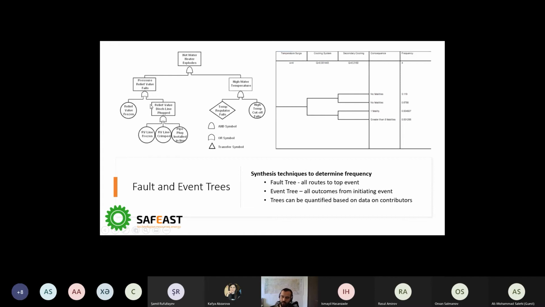But as you see here, for relief valve discharge line plugged, you can break it down further. Plugging can be due to frozen, due to crimped, or due to a pipe plug, so you can further break this down. Basically, you will stop at the base case where there is no further meaningful breakdown.